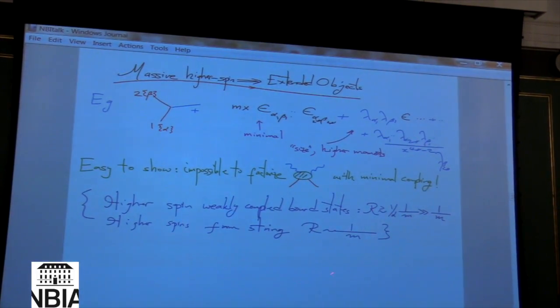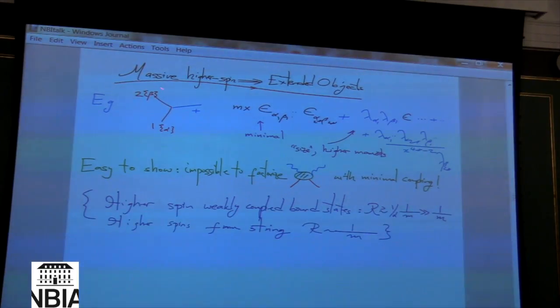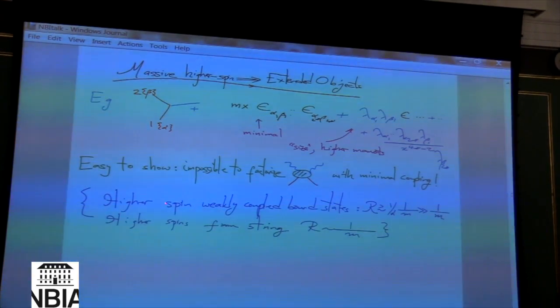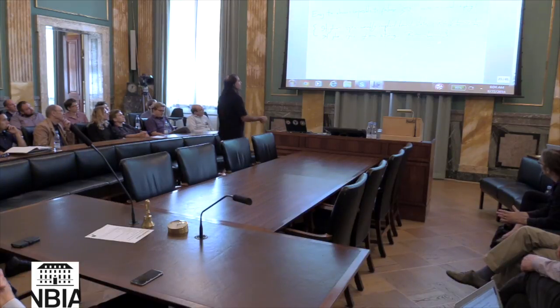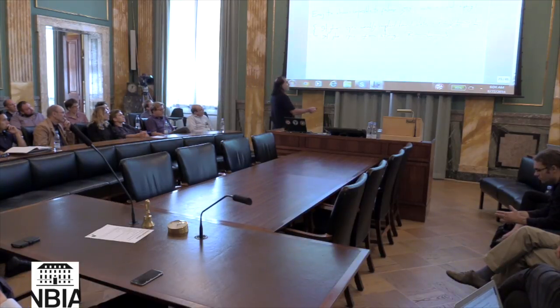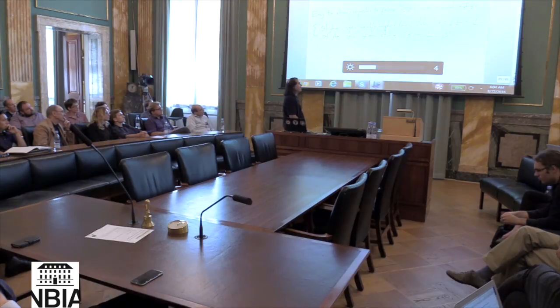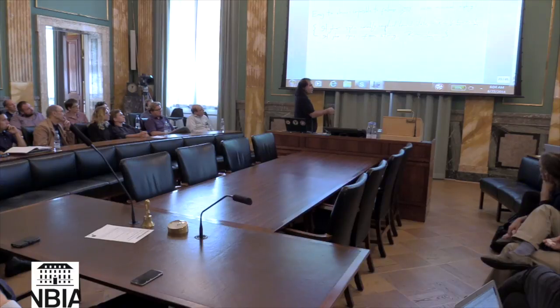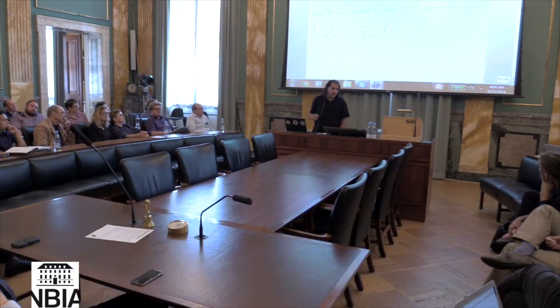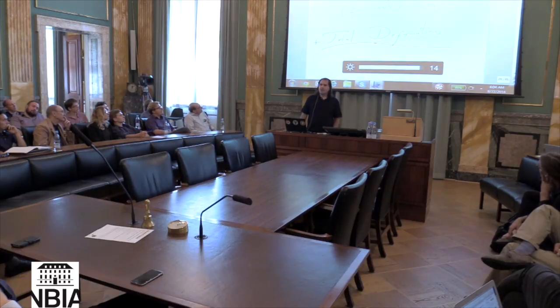Okay? So in that sense, massive higher spin particles must be extended objects. Now, notice that higher spin weakly coupled bound states like the hydrogen atom, the size is much larger than 1 over the mass by a perturbative factor. Higher spins from strings are the limit where they saturate. Their size is of order 1 over m, and that's, of course, the only thing that we're forced into from this argument.